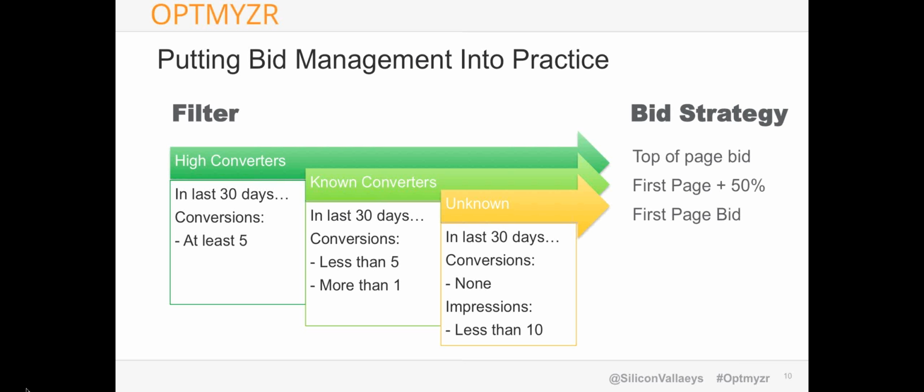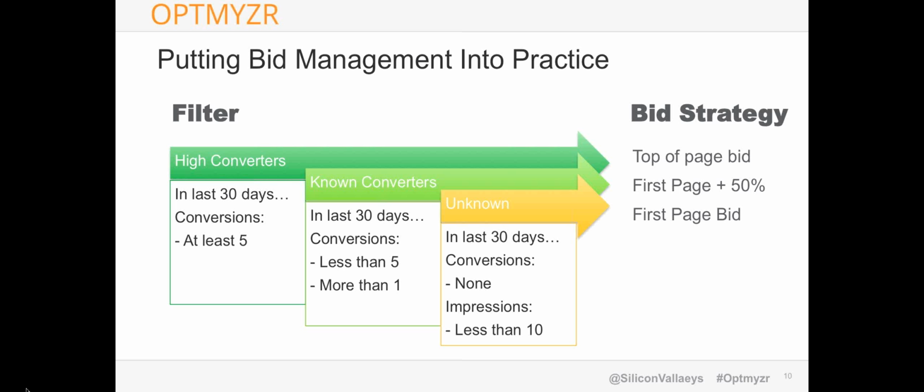And then the next thing that I can do is I can apply bid strategies to each of these buckets of filters and the keywords that fall within those. So for high converters, I might want to do a top-of-page bid strategy, right? Because these are known to be really good converting keywords. I want to make sure they get the best exposure they can and be at the top of the page. Whereas something that's a known converter, well, I should make sure that stays on the first page of results. And so maybe I take a first-page bid strategy and I add 50% to that.